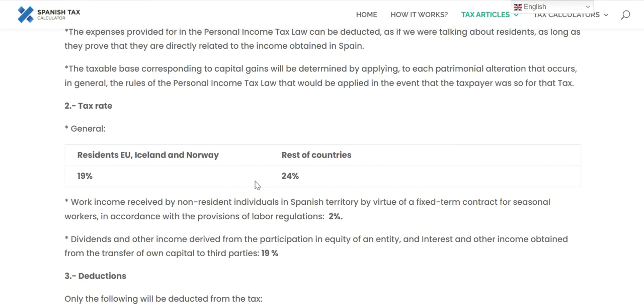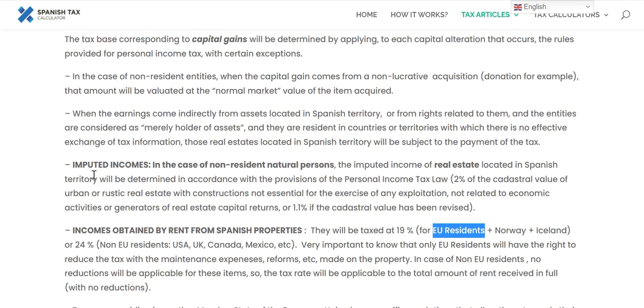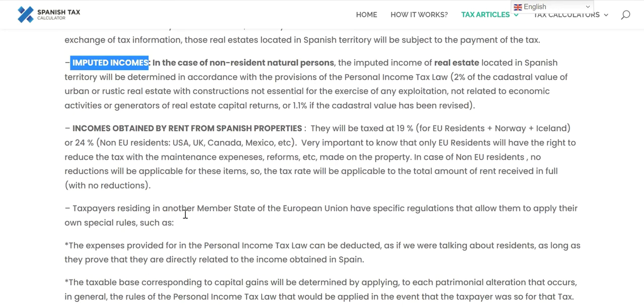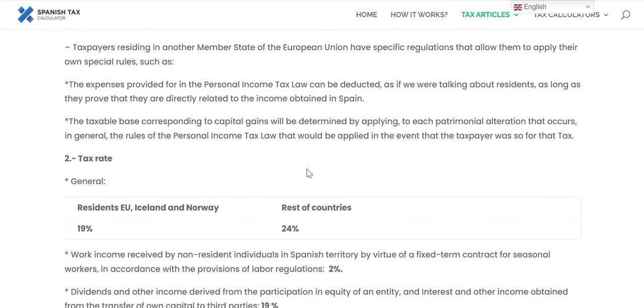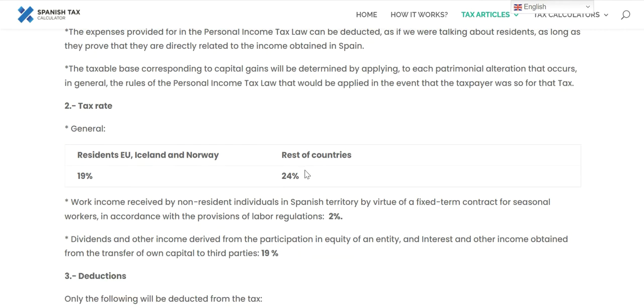Which is a tax rate. So for imputed incomes, which are, I repeat, incomes, it is 2% of the cadastral value for the interval of time of the year in which the property has not been rented, or for the incomes obtained in those periods in which the property is rented, the tax to apply is 19% in case of residence in EU countries, plus Norway, plus Iceland, and 24% in the rest of the countries.